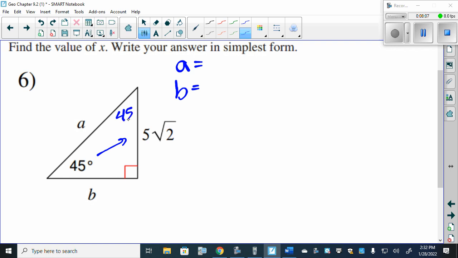which means the other side opposite the 45 degrees is the one with b. So the variable b is going to be what? 5 square root of 2.